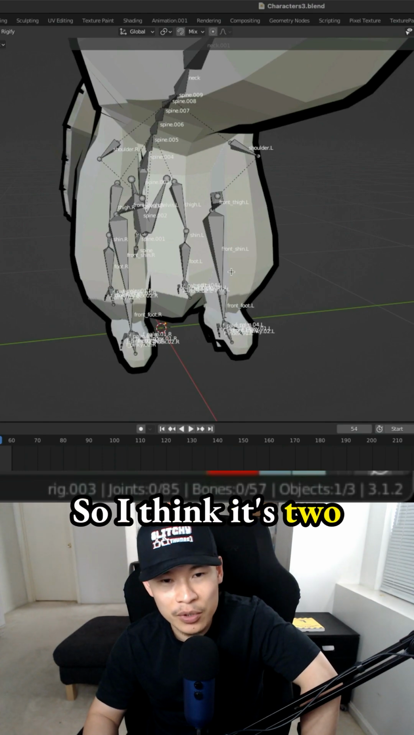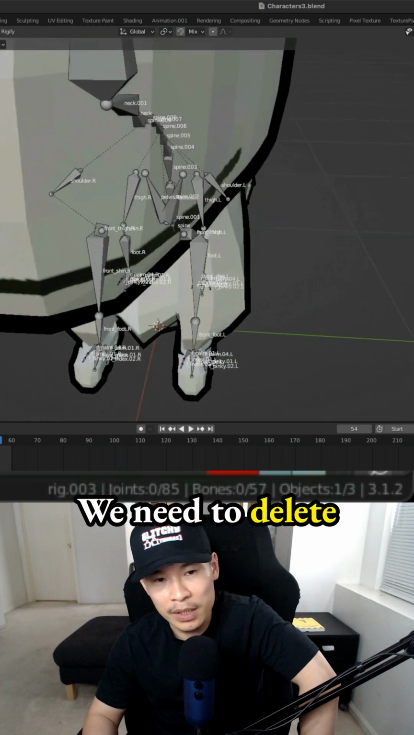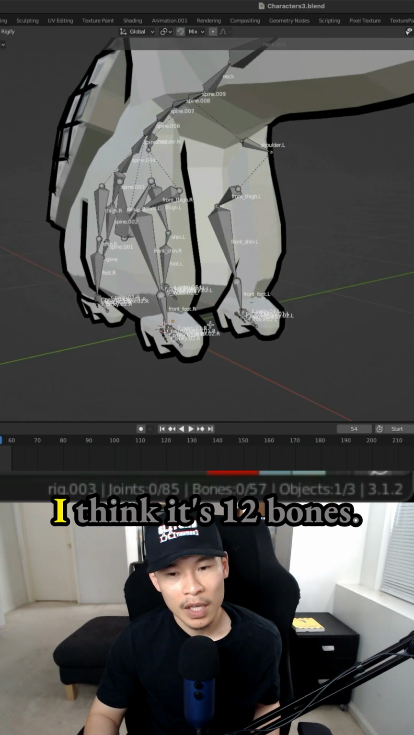So I think it's 2 joints per bone. We need to delete like 12 bones, something like that. I think it's 12 bones.